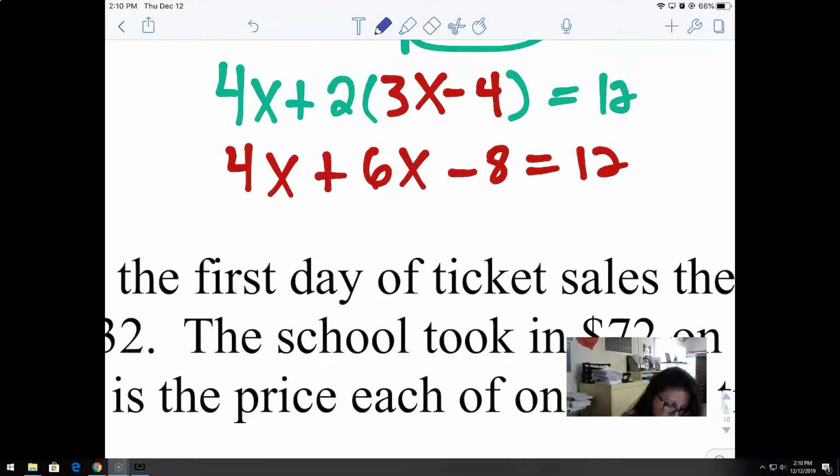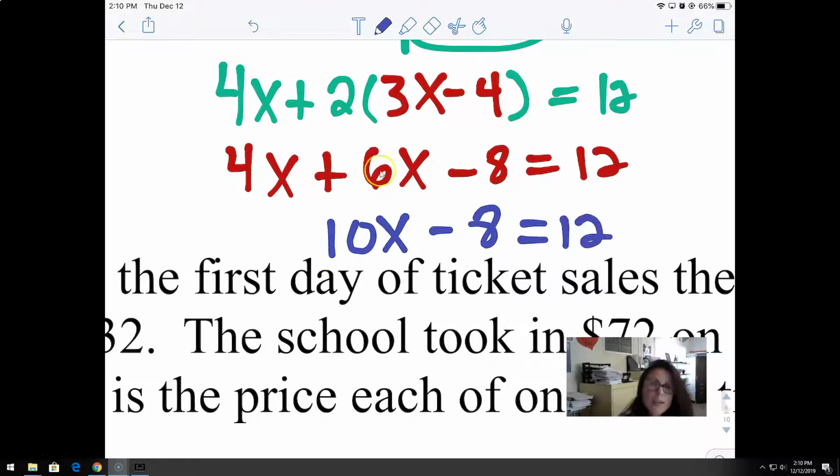Now I'm going to combine like terms to get 10x. Oops, let me erase that. So 4x plus 6x gives me 10x minus 8, which equals 12.